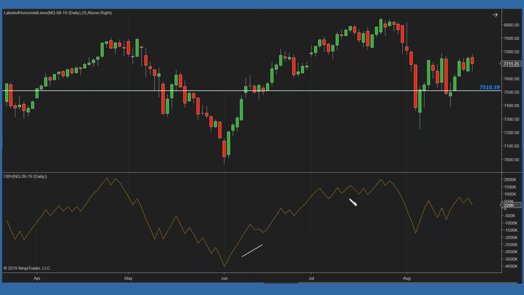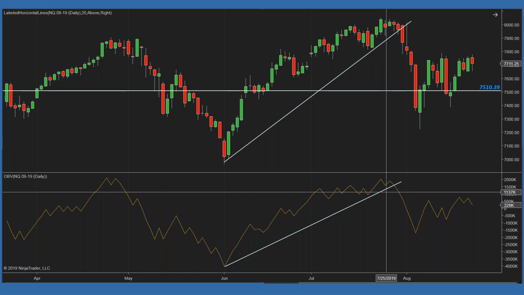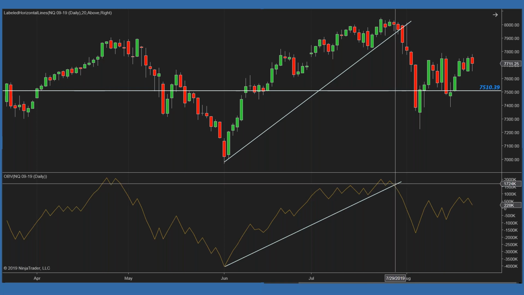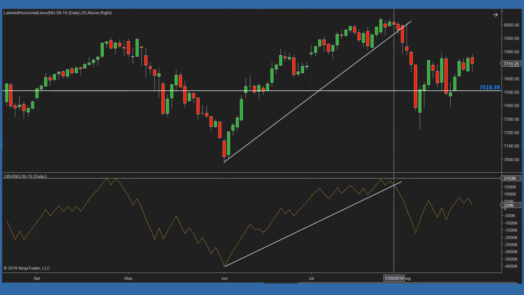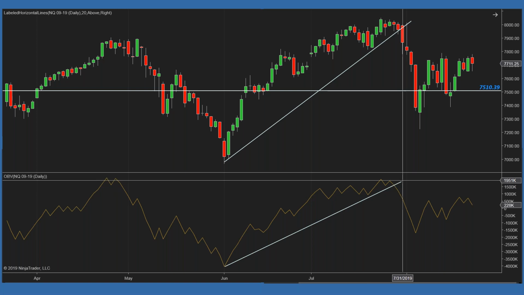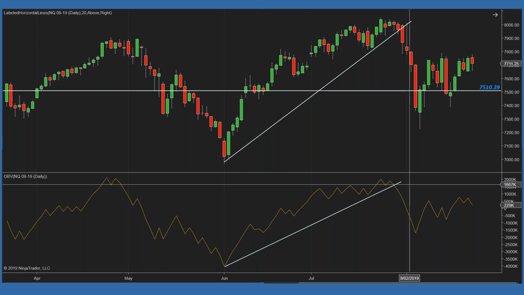Another simple thing you can do is simply draw trend lines to match price trend lines. Right? So volume is increasing, price is increasing. Volume breaks down at this point right here, and notice it broke down. See the corresponding price bar up above? Volume broke down actually a couple of days before the market fell lower.